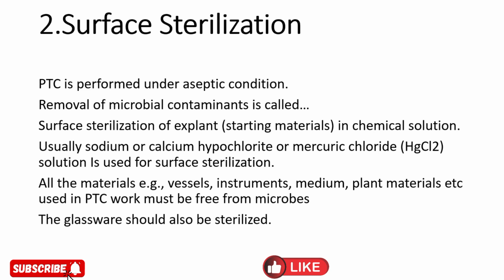The second step in plant tissue culture is surface sterilization. Plant tissue culture is performed under aseptic conditions. So removal of various types of microbial contaminants, pathogens, viruses, bacteria, and fungi is known as surface sterilization.